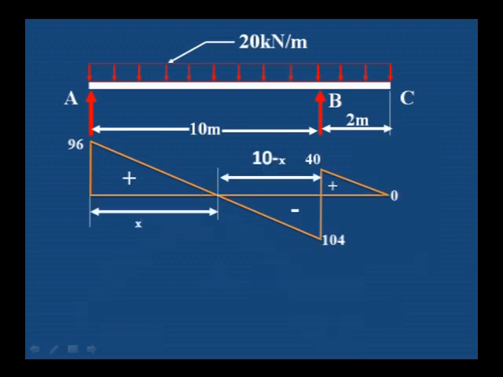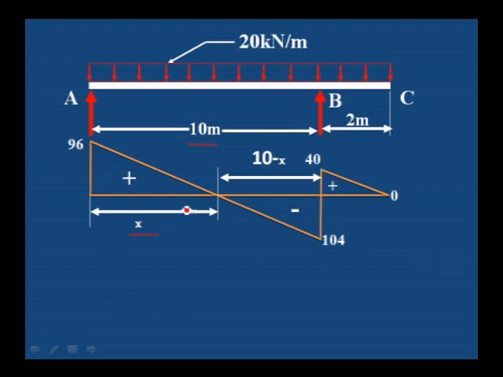Here we have two tasks. First we have to find the maximum bending moment. To find the maximum bending moment, we can mark this point from the left support or right support as x. Then the balance distance is 10 minus x. Total distance is 10, out of which if we subtract x, 10 minus x is the distance from this point to the B point.